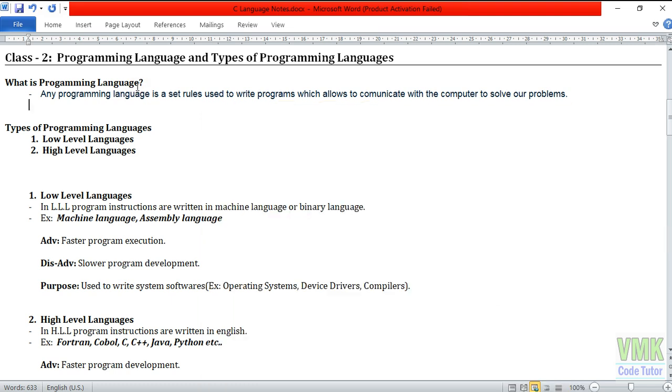Programs are written in programming languages. Then how many types of programming languages are there? There are two types of programming languages: low level programming languages, and high level programming languages. First of all, we are going to understand what we mean by low level programming language.